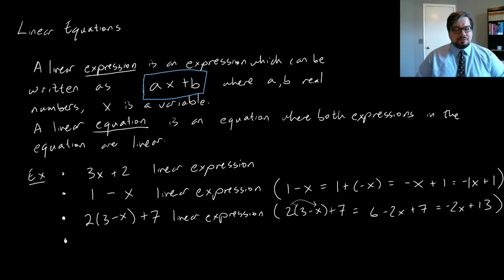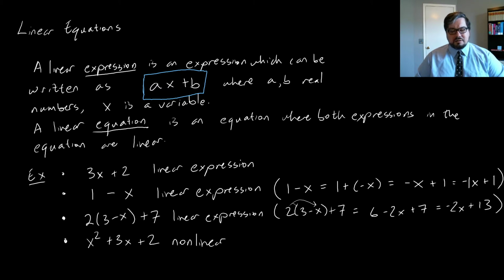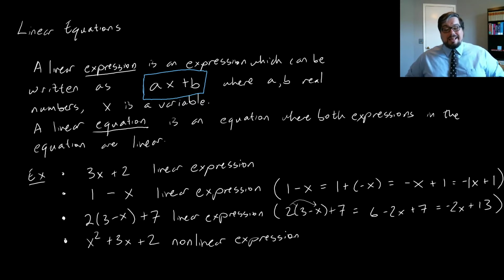For a non-example, we can look at something like x squared plus 3x plus 2. This is a non-linear expression. There's no way to rearrange this or to rewrite this or to simplify this in such a way that will make it look like a times x plus b. Intuitively, what's going on here is that this x squared piece is what's making the expression nonlinear.